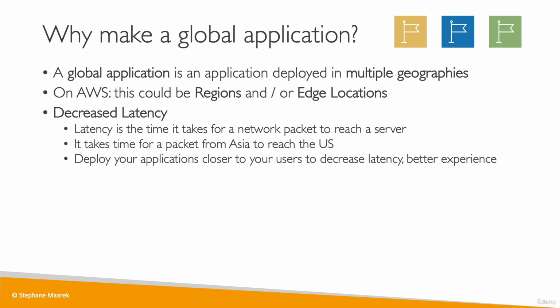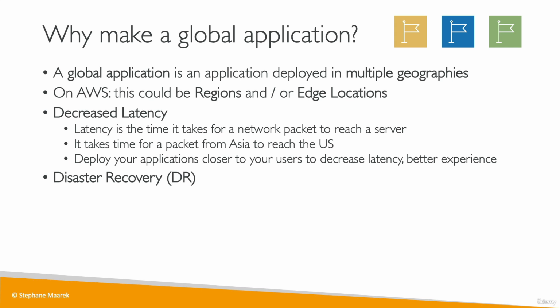So if we deploy our application in the US and in Asia, then both our users in the US and our users in Asia will have a better latency because it will be fast to reach your application servers. So that would be the first reason. The second reason would be to have a disaster recovery plan.